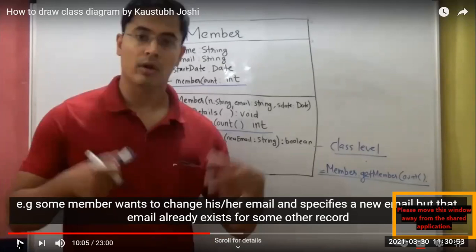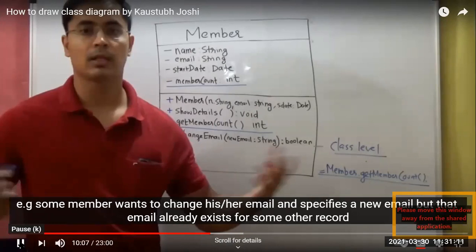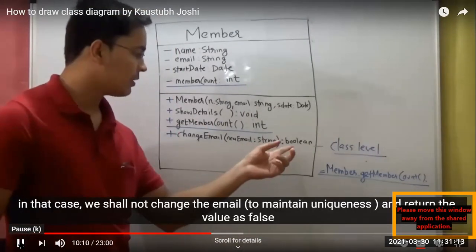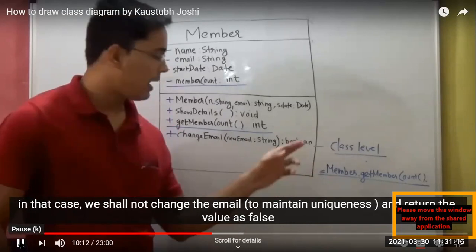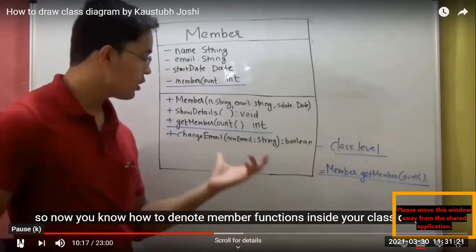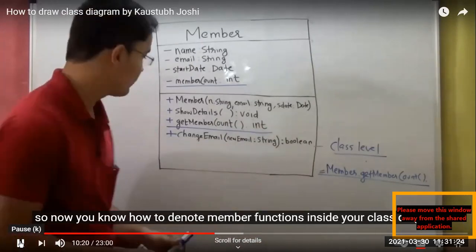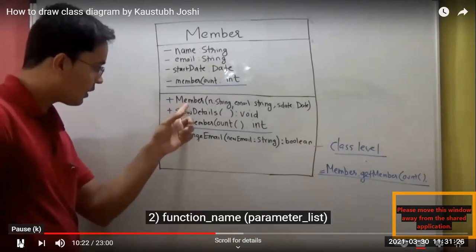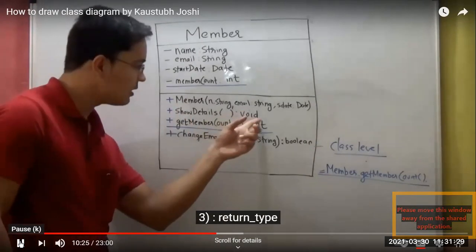See, the class diagram is the very basic diagram under the UML. You have to give the class name, then whatever types of data members are there, and the member functions, meaning how they are going to be accessed. We shall not change the email and will return false, saying that we cannot change the email. So now you know how to denote member functions inside your class diagram: access specifier, function name, parameter list, colon, return type.